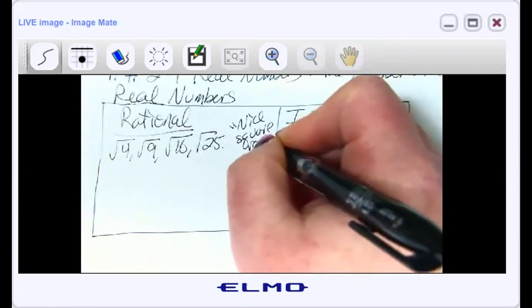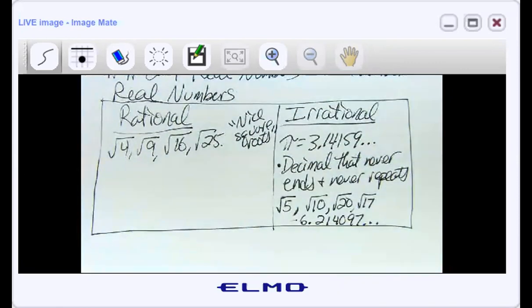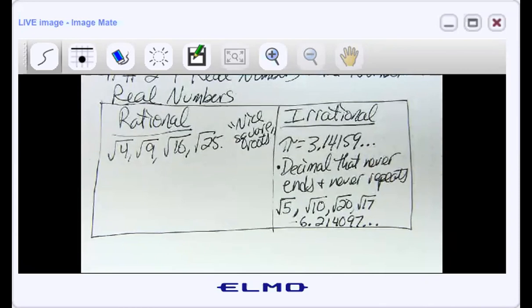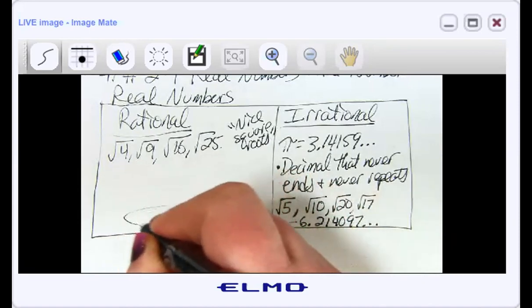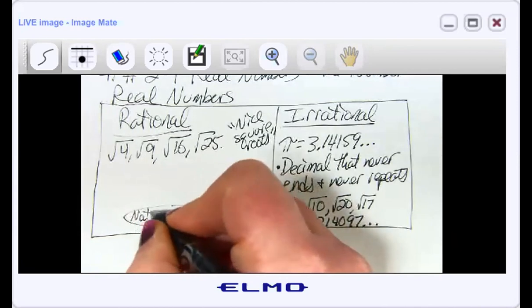Or perfect squares, right? Square roots of perfect squares all would fit in there. Now, also in the list of rational numbers, we're going to have a whole bunch of subsets. So I want to start with the smallest subset that we're going to talk about, which is the natural numbers. So I'm going to put them in a bubble down here. Natural numbers.